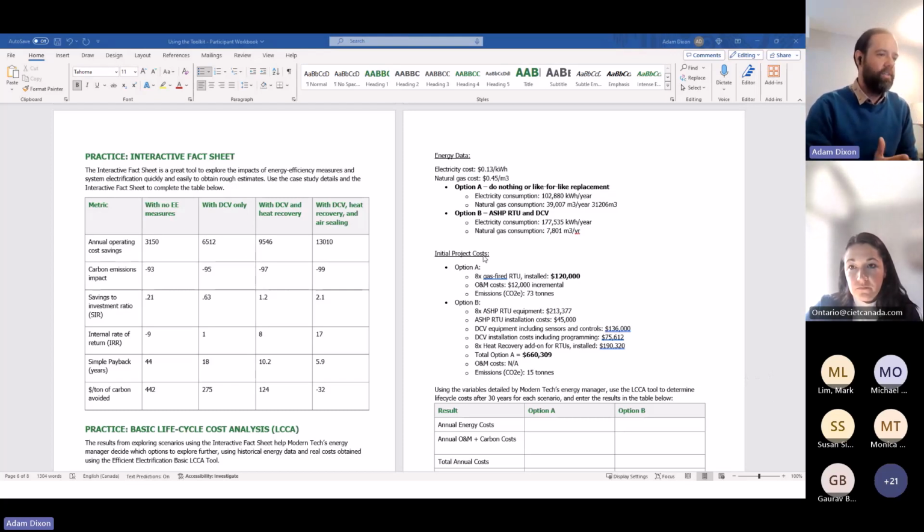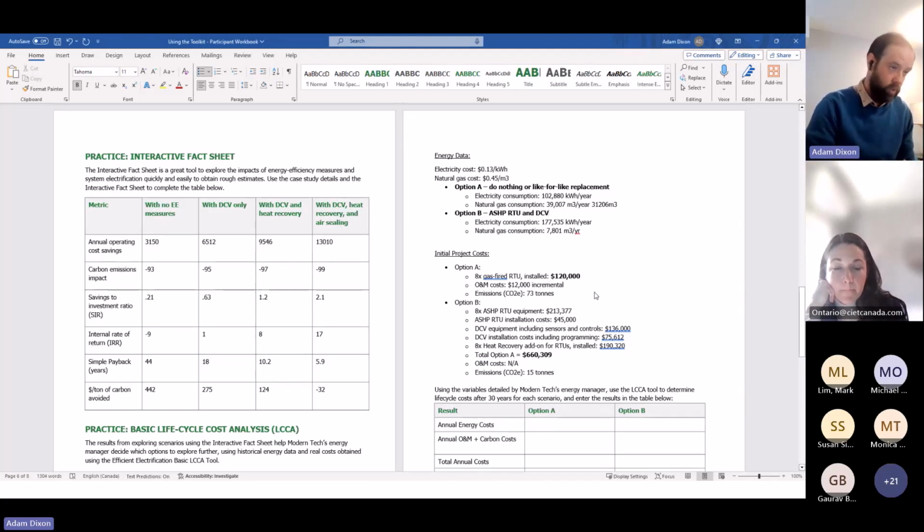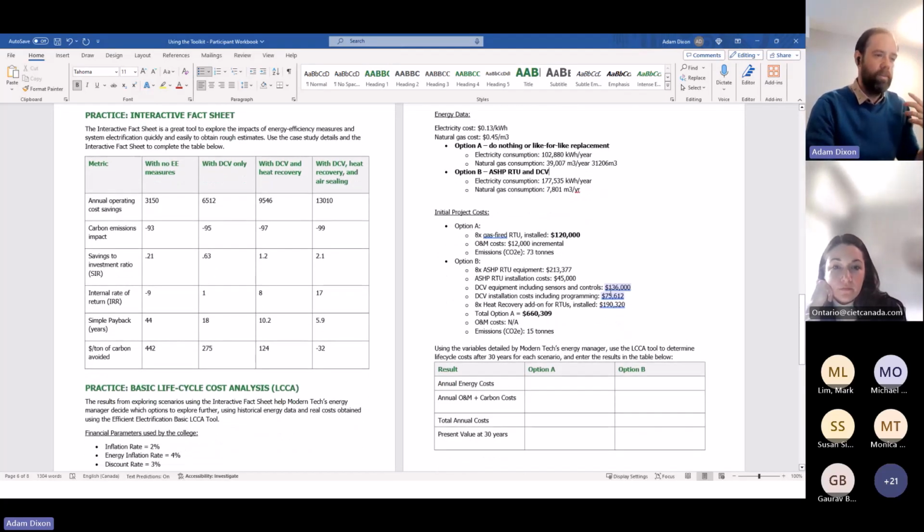So we have 8 gas-fired rooftop units that were $120,000 to install. The O&M costs on these are $12,000. I think that's per year. I believe that's per year. Our emissions are 73 tons. So you probably will have to do a bit of digging to get this information. You may be able to use some of the tools in the future that we provide in this toolkit, like RETScreen, to calculate some of these. Or you'll be able to look up some of your energy bills and find some of that data.